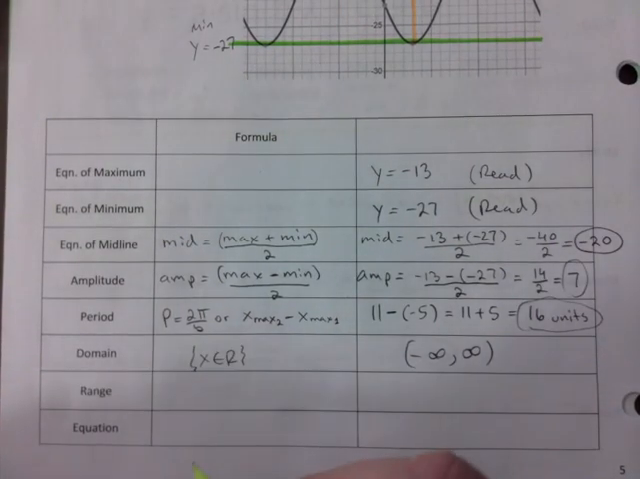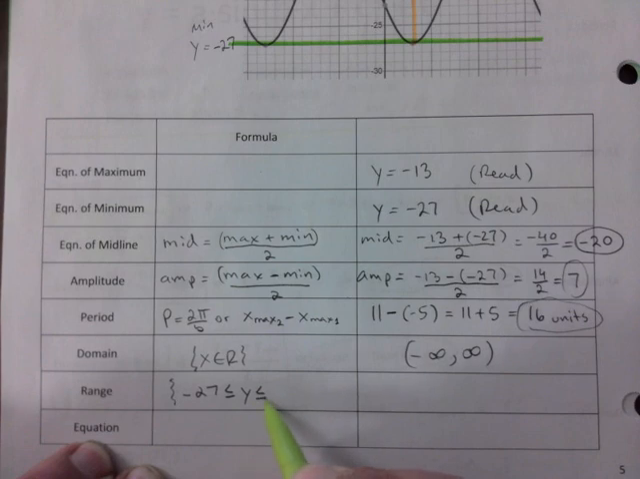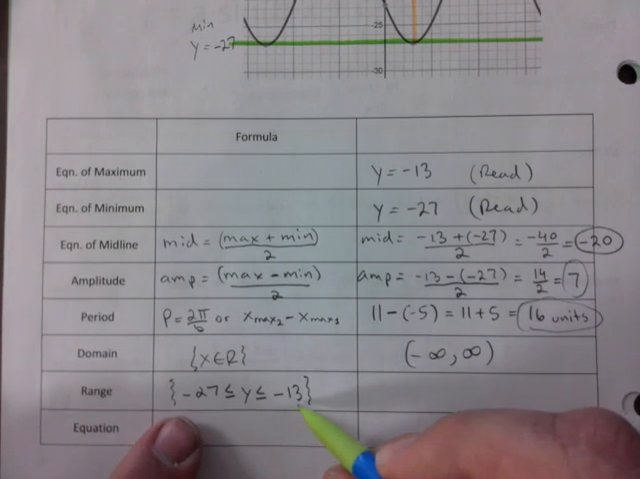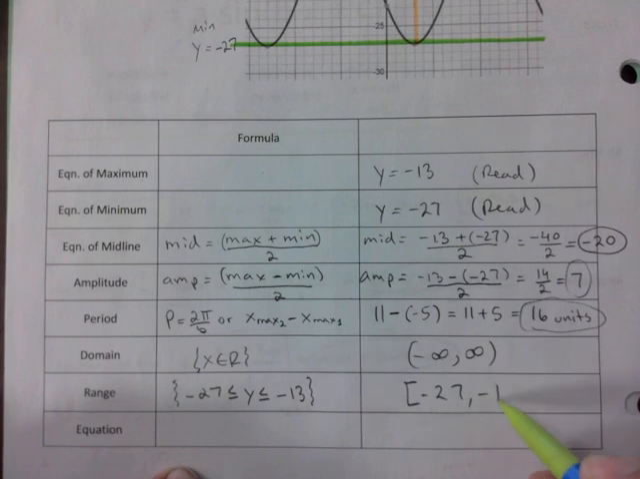What's the range here? Always the lowest first, right? So from negative 27 all the way to negative 13. So y is between these two numbers, but including the numbers themselves. So that'd be negative 27 to negative 13.